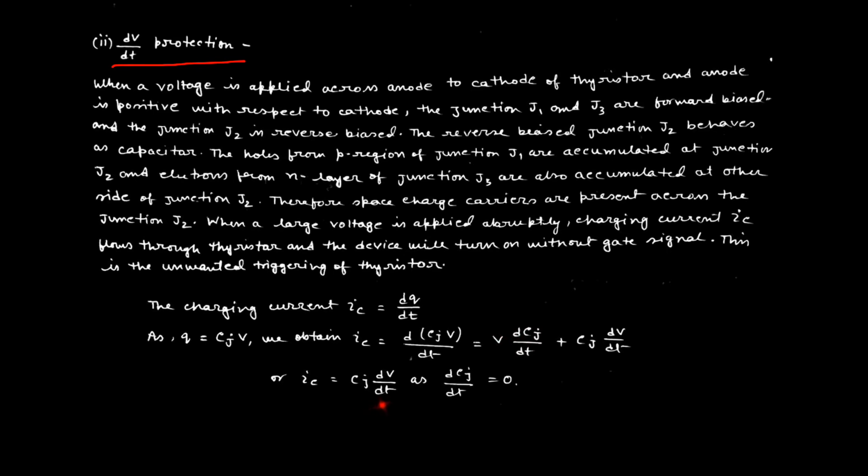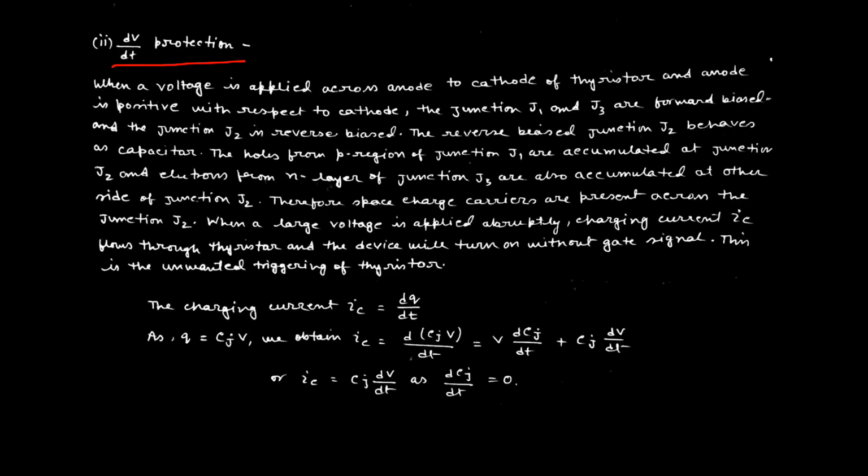That means if the rate of change of voltage is increased to a higher value, the IC will increase to a higher value. IC is the leakage current across the junction capacitance of J2, and it depends on the anode current. If IC is increased by a huge amount, the anode current starts flowing throughout the device, so the device goes into the working state. But this is called abnormal firing.